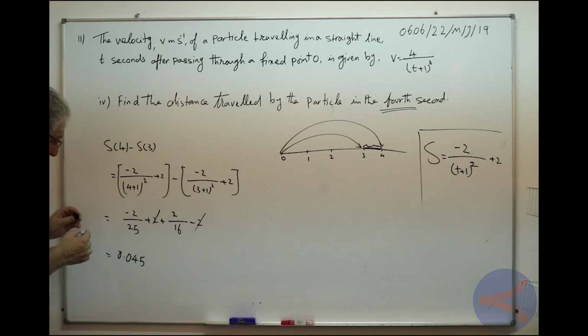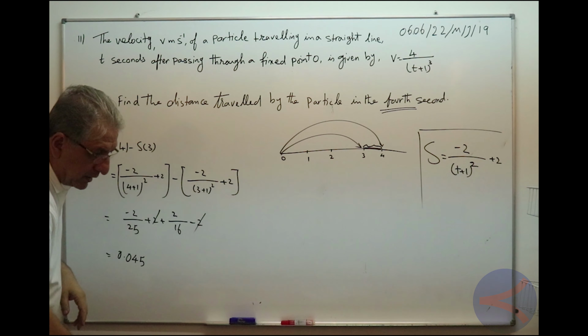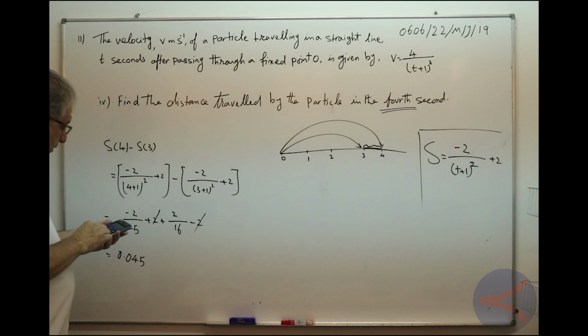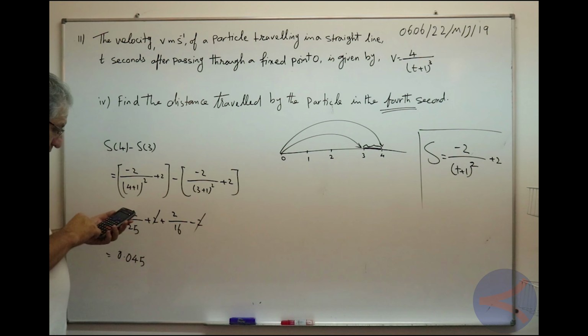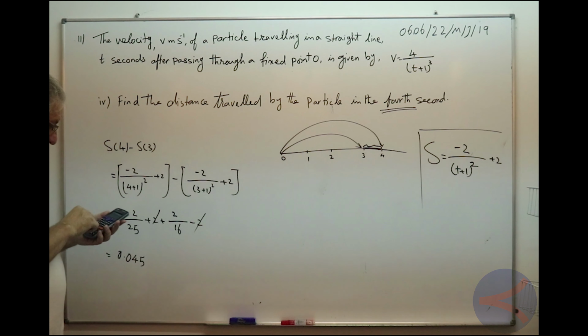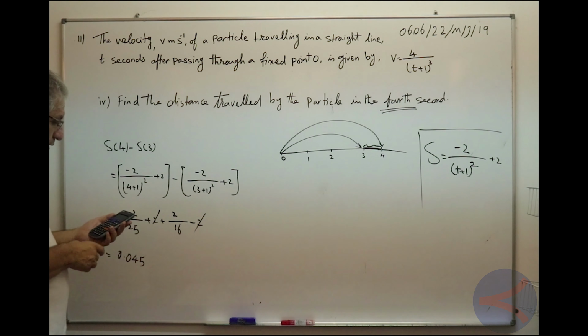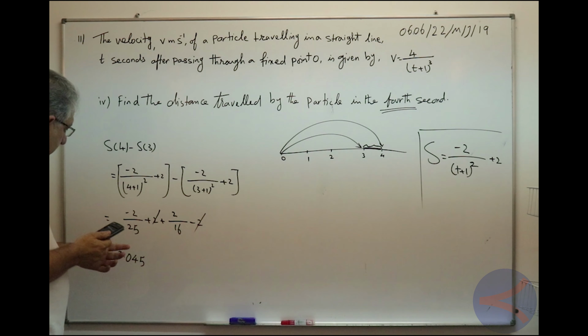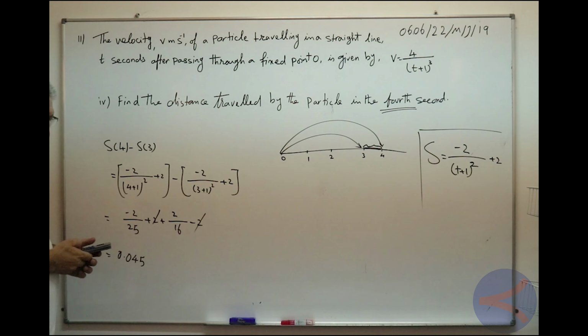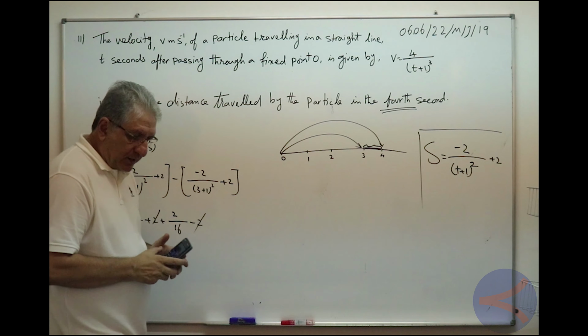0.045. Let me once more calculate this and see how much this is. This is 2 over 16 minus 2 over 25, which is exactly this value, correct. Therefore, this is correct too. 3 significant figures, exact value.